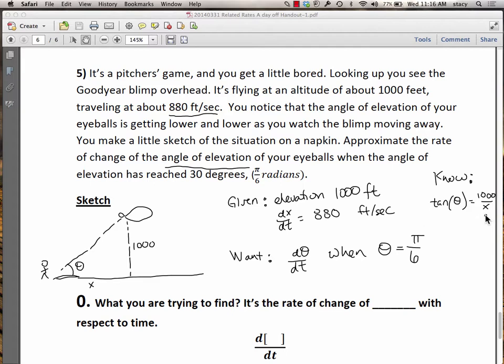Oh, yes. You have lots of choices, right? You could have used, what else? Cotangent of theta, right? That would be x over 1,000, and then you don't have to worry about x being in a denominator. That's another choice. Just saying. Okay, so, but that's what I know, right? So then how am I going to get from what I know to what I want?